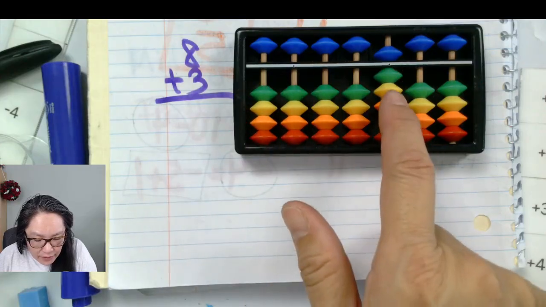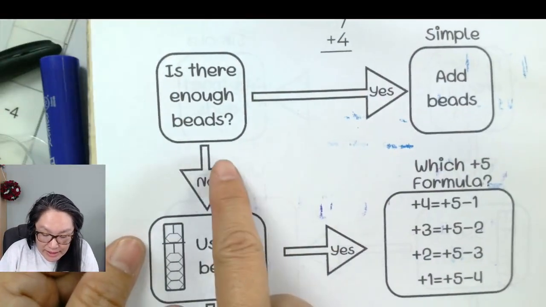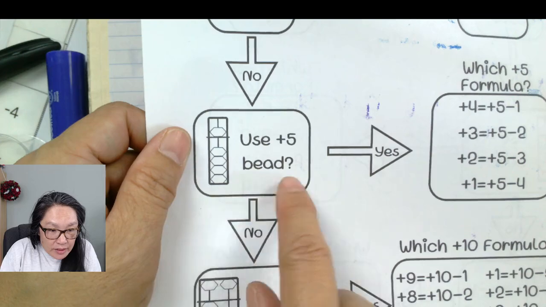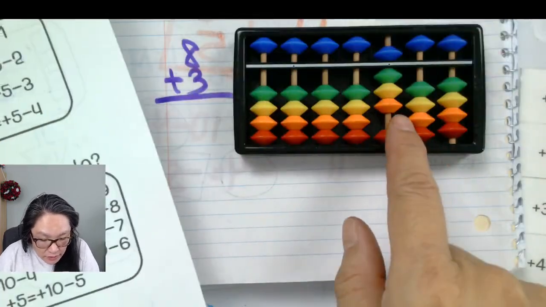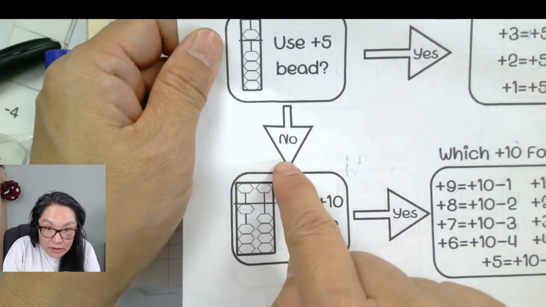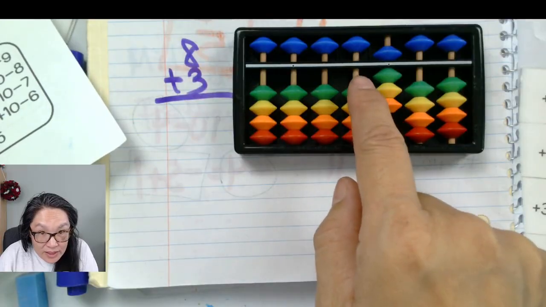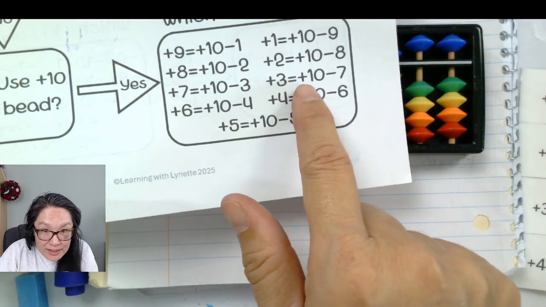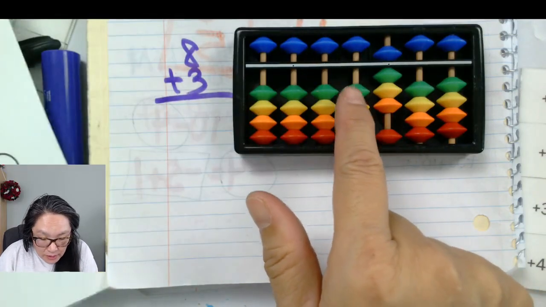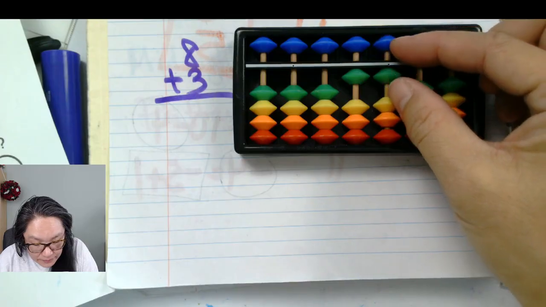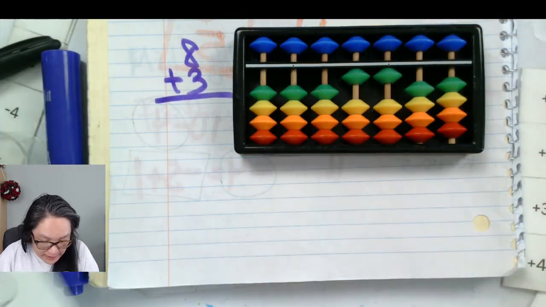So we don't have enough. So we're back to here. We want to go to no. The question is, can I use the 5 bead? Yes, then do it. Add the 5. No, I can't add the 5, so I'm going to go down. Can I use the 10 bead? Why, yes, I can use the 10 bead. Plus 3 is equal to plus the 10 minus the 7. So I'm going to plus the 10, and I'm going to take away the 7. My final answer is 11.